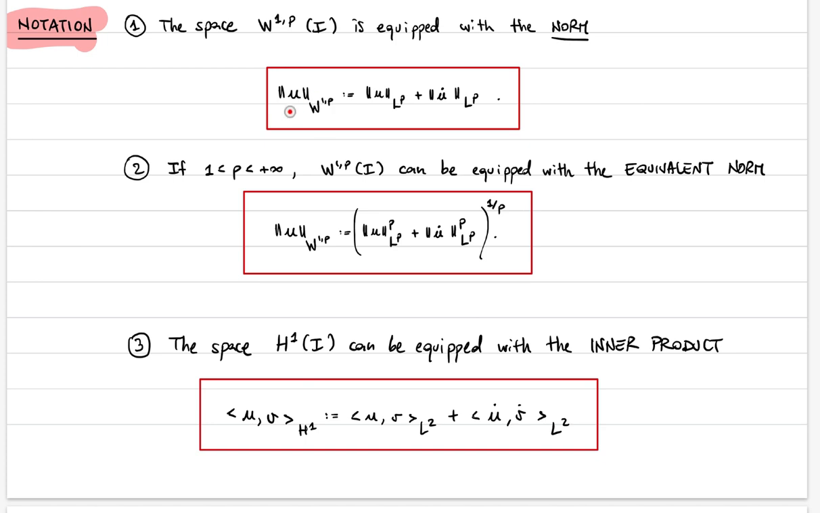Okay, this is one definition. An equivalent norm, if p is strictly between 1 and plus infinity, is defined like this. It is just the L^p norm to the power of p plus the L^p norm of the derivative to the power of p, all to the power of 1 over p. And these two norms here are just equivalent for p between 1 and plus infinity.